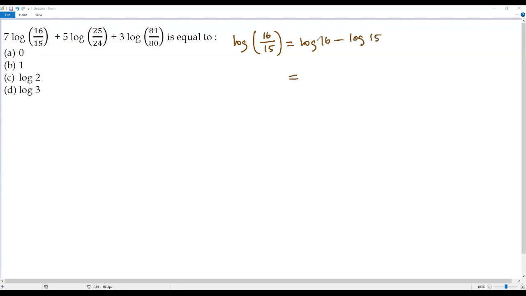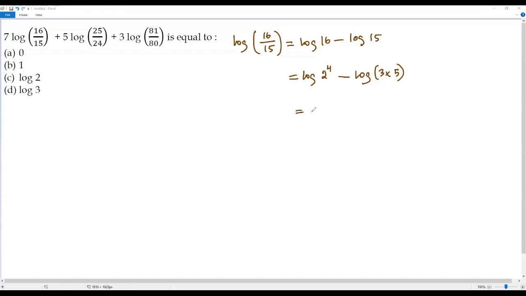In the next step, I'm going to decompose the two arguments, 16 and 15, into their prime factors. Log 16 can be written with 2 to the fourth power, because if I decompose 16 into its prime factors, 16 equals 2 times 2 times 2 times 2. So we get 4 prime factors, and that is 2. Instead of writing 2 multiplied by itself 4 times, better we write it as 2 to the fourth power. And 15 can be written as 3 times 5. Please make sure the numbers you're writing here are prime numbers.